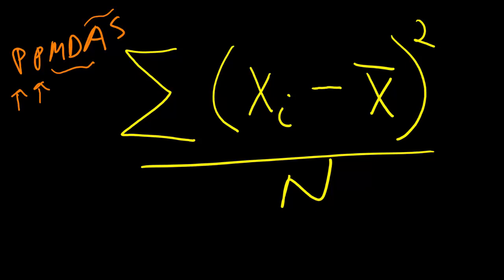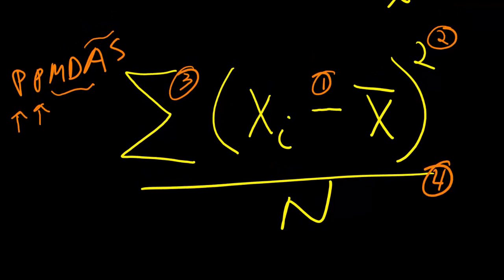So what do we do first? First, we do what's inside the parentheses, then we do the square, then we do the summation, then finally we do the division. So make sure you understand order of operations. They're going to come in handy later.